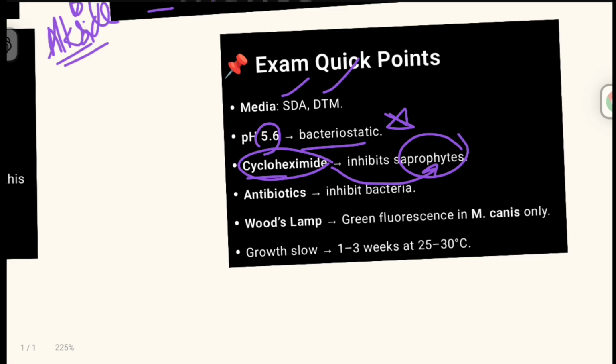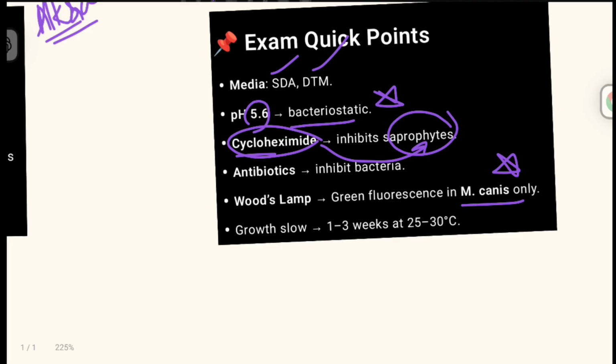In the Wood's lamp technique, a green fluorescence is produced by the fungus Microsporum canis, and this is very specific for this fungus only. And the growth is very slow, and it happens between 1 to 3 weeks at 25 to 30 degrees Celsius.